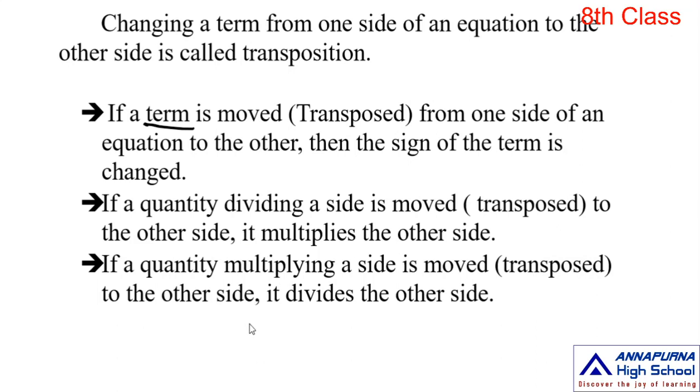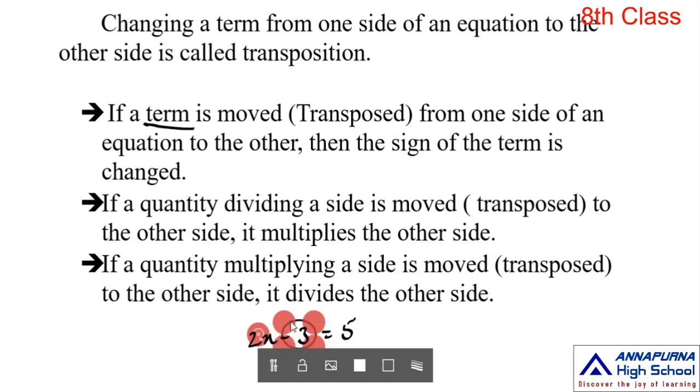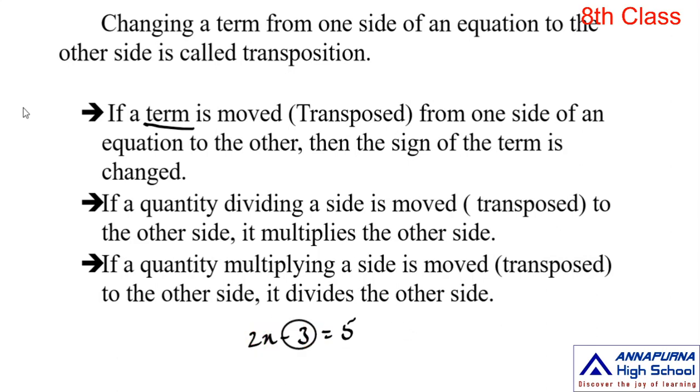For example, if you take an equation 2x minus 3 is equal to 5, so to find the solution of this equation, first I transpose a term minus 3. You can consider the term with sign. Don't take only 3. Term means with sign you can consider. Okay, so now I am transposing this minus 3 to right side.